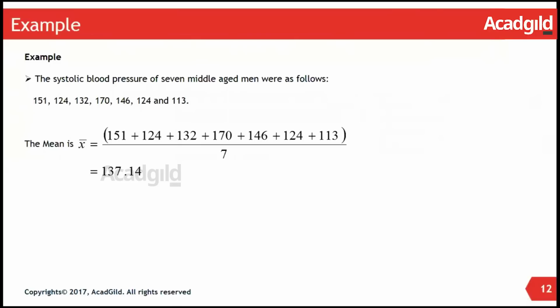How do I calculate the mean of these 7 data? We sum them all up and we divide it by 7. So x bar is equal to the sum of these values divided by 7, which gives us 137.14. So 137.14 is the mean of this set of data. What's a median?